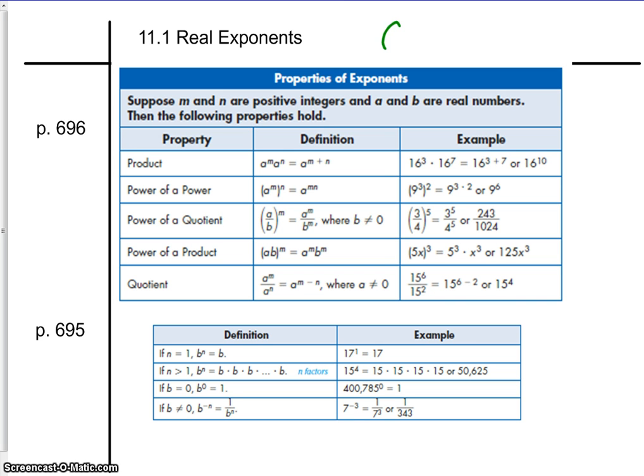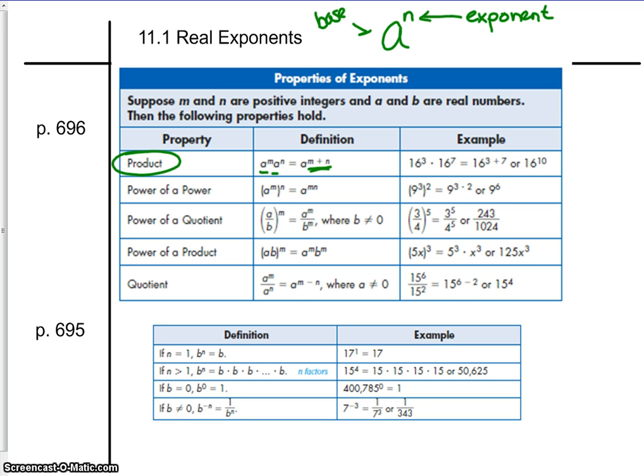Again, in a power you have a base, and then you have an exponent. A lot of times they'll call that a power. If I have two powers that have the same base, and what I'm going to do is multiply them, I call it the product property. What we do to simplify that is to simply add my exponents.